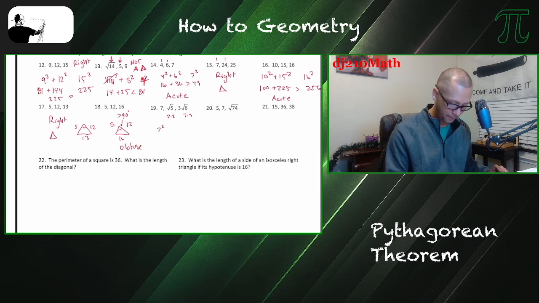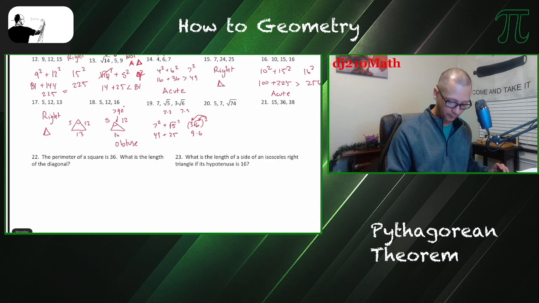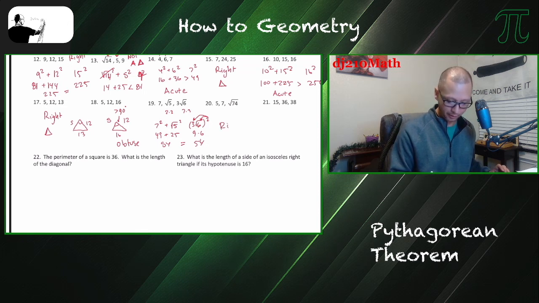7 squared plus root 5 squared, and then 3 root 6 all squared. So 49 plus 25. Compare this to 9 times 6, because we're applying the square. So 3 squared, and then the square root is going to go away. So 54. 49 plus 25 is actually 54. They're equal. It's exactly equal. Oh my goodness. All right, so this is going to be a right triangle.